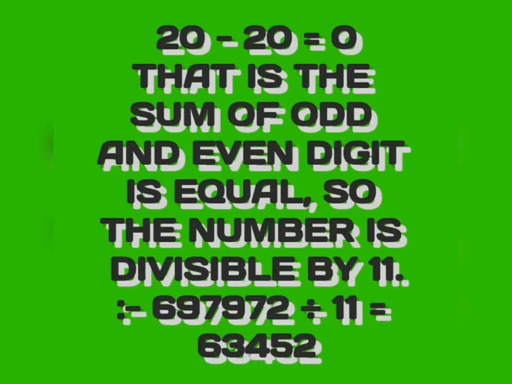Now, because you have 0 as the difference, the number is divisible by 11. And if the number is divisible by 11, what will be the answer? The answer will be 6, 3, 4, 5, 2. That is 6, 9, 7, 9, 7, 2 divided by 11.